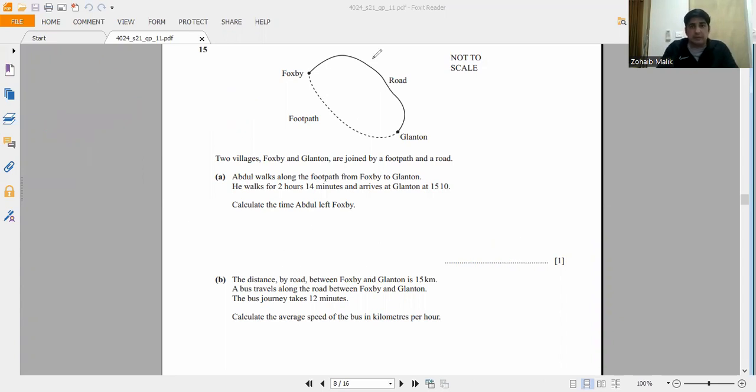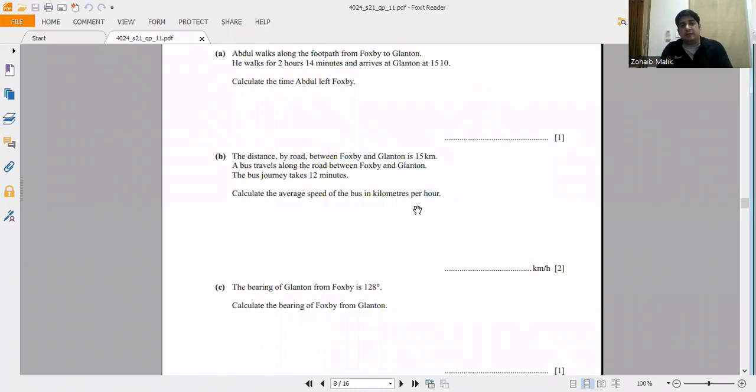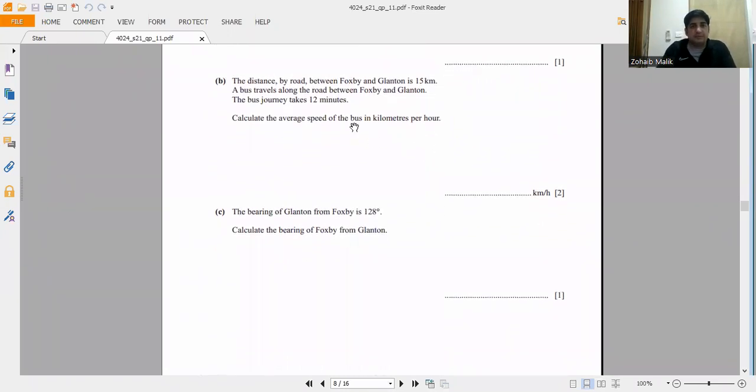Okay, the next part is: the distance by road between Foxby and Glanton is 15 kilometers. A bus travels along the road between Foxby and Glanton. The bus journey takes 12 minutes. Calculate the average speed for the bus in kilometers per hour.